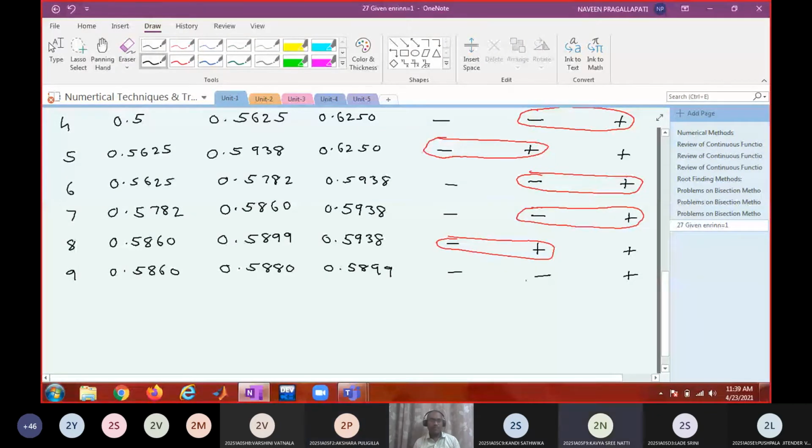Negative. So for the next iteration, you have to select the right half interval. So it is going to be right half, okay? 0.5880, 0.5899, negative, positive. What is the midpoint? 0.5890.